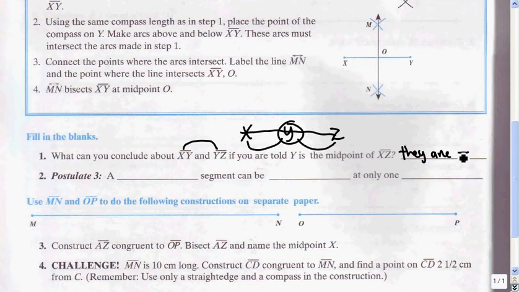So we use the symbol. Instead of writing it out, we use the symbol for congruent, which is an equal sign with a little squiggly line on top of it.